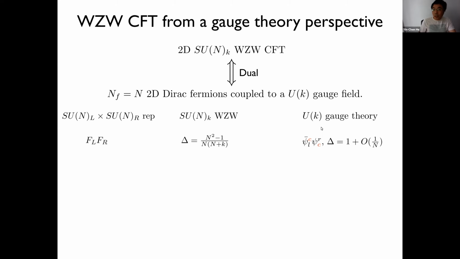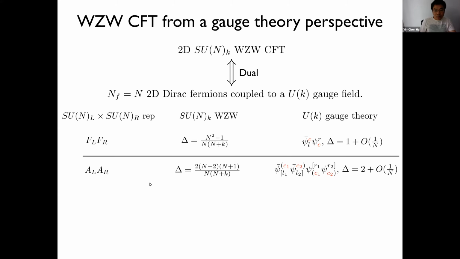Looking at the gauge theory, the lowest operator that you can write down will be a fermion bilinear that is gauge invariant. Here I use L and R to represent the flavor indices, and this C in red represents the color indices. We know that in the large N limit, this operator has scaling dimension 1. This actually nicely matches this Casimir primary of the Wess-Zumino-Witten CFT.